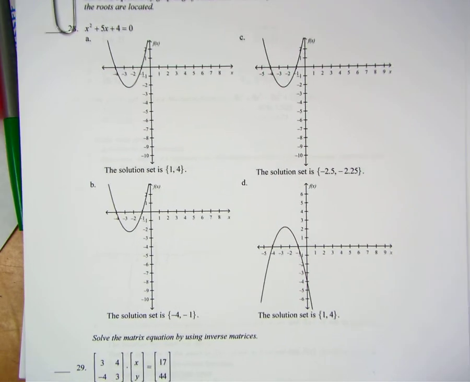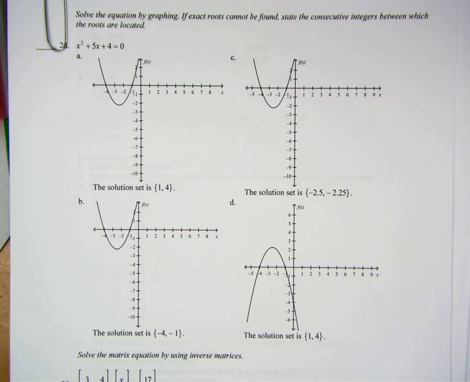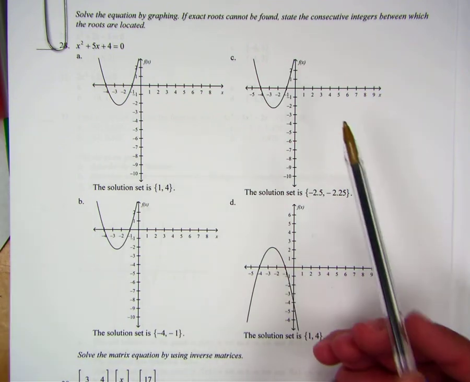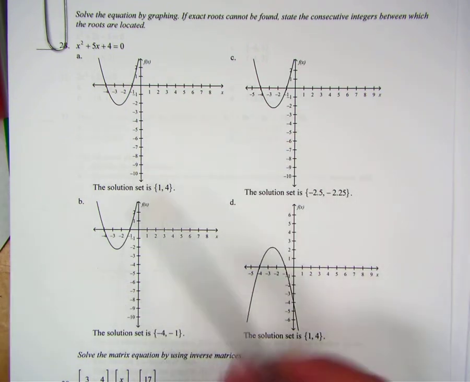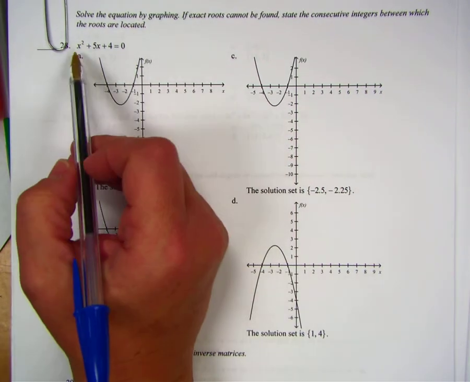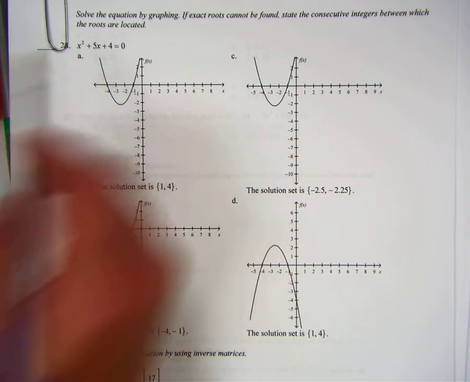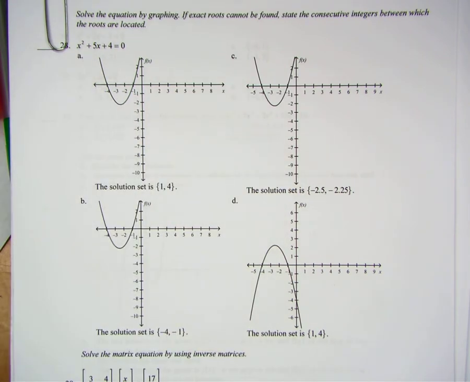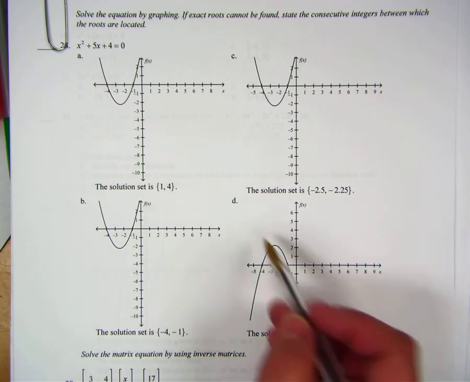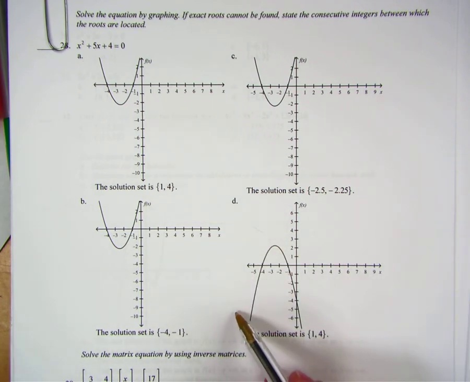The instructions say, state the integers between which those roots are located. If you look at A, B, and C, they're all the same. If you look right here, the A is positive. So does this have a minimum or a maximum? A minimum, which means it can't be choice D.